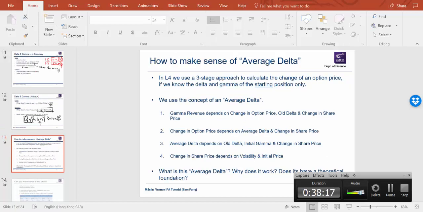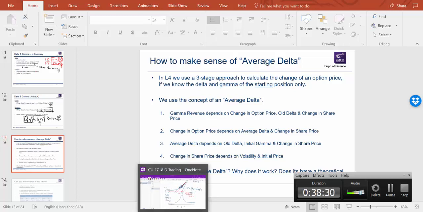Now I want to just very quickly also just review with you this idea of the average delta. Now you actually see that in lecture number 4, and after we do this, we will come to that page 43 when someone actually asked me a question. Okay. Now average delta is this.